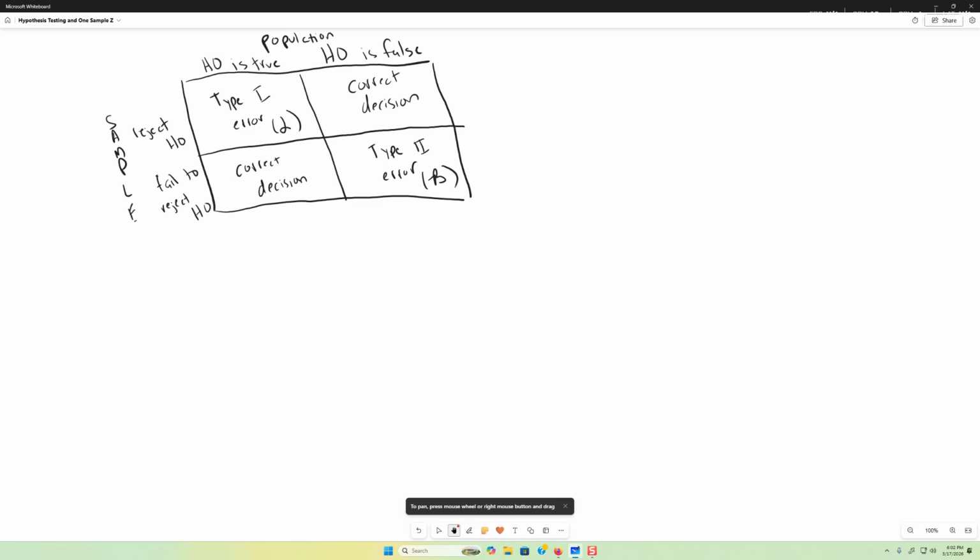Now, we don't know if we're making a type 1 error or a type 2 error. We know the probability of making a type 1 error because that's our p-value. The probability of making a type 1 error is our p-value. So if you see p is less than 0.001, that means there's a very tiny percent of chance that we're going to make a type 1 error. It still exists. Like, we can never be 100% certain of anything. It's all based on probability.